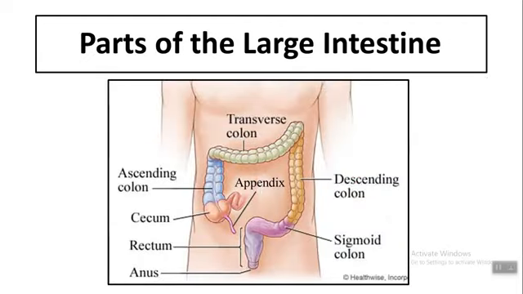What are the parts of the large intestine? First is the cecum, appendix, ascending colon, transverse colon, descending colon, sigmoid colon, rectum, and anal canal.